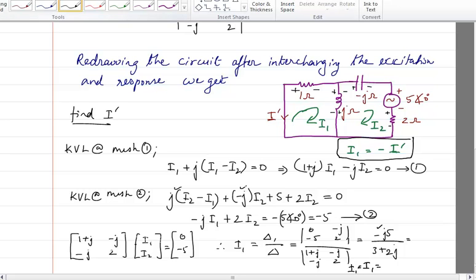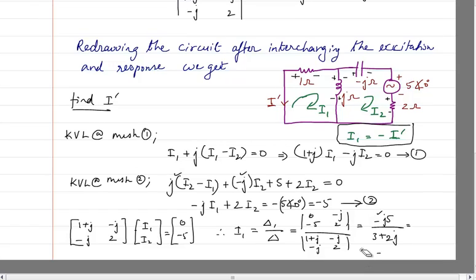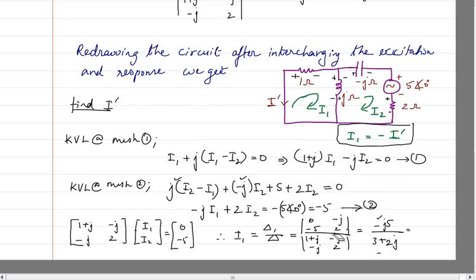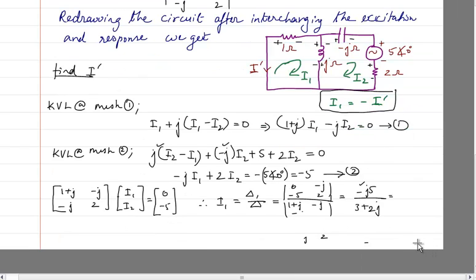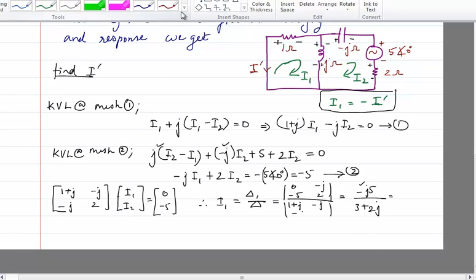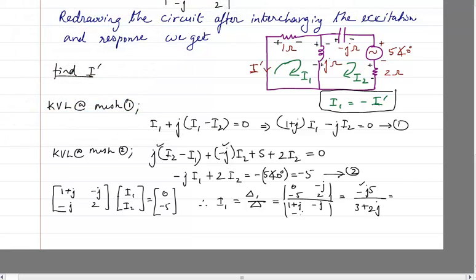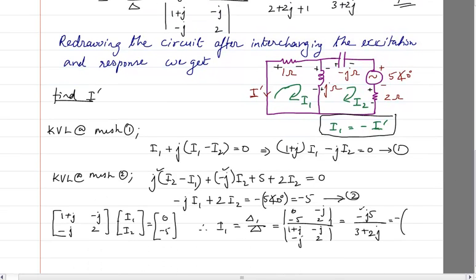let me write it properly. That is going to be minus of, this was minus of j and this is 2. So this is going to be minus of whatever is the angle, which is 1.39 angle 56.31.